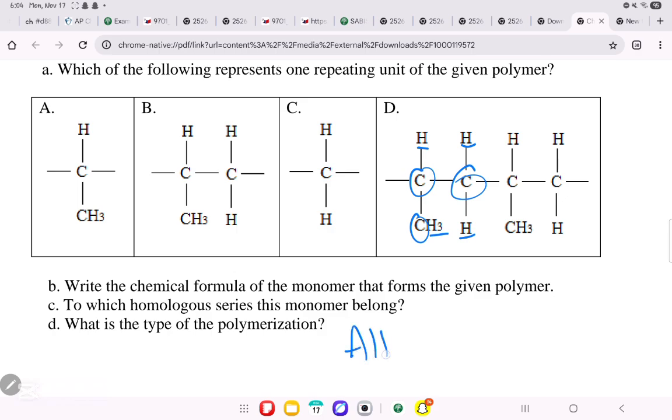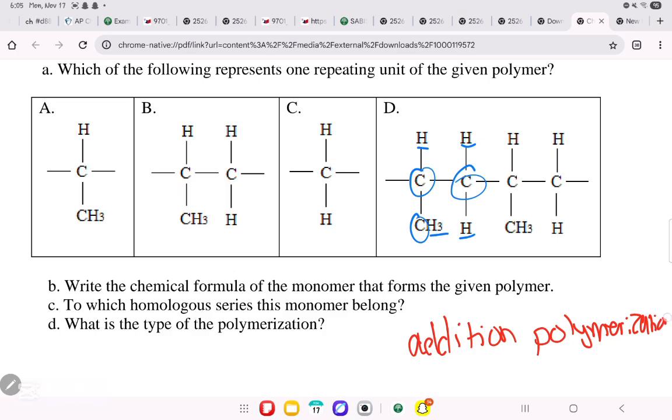It belongs to alkenes polymerization, because it has the homologous or the chemical formula of an alkene. And what is the type of polymerization? The type of polymerization is the addition, because alkenes undergo addition polymerization to form larger alkenes. So addition polymerization. We'll move on to question number 18.